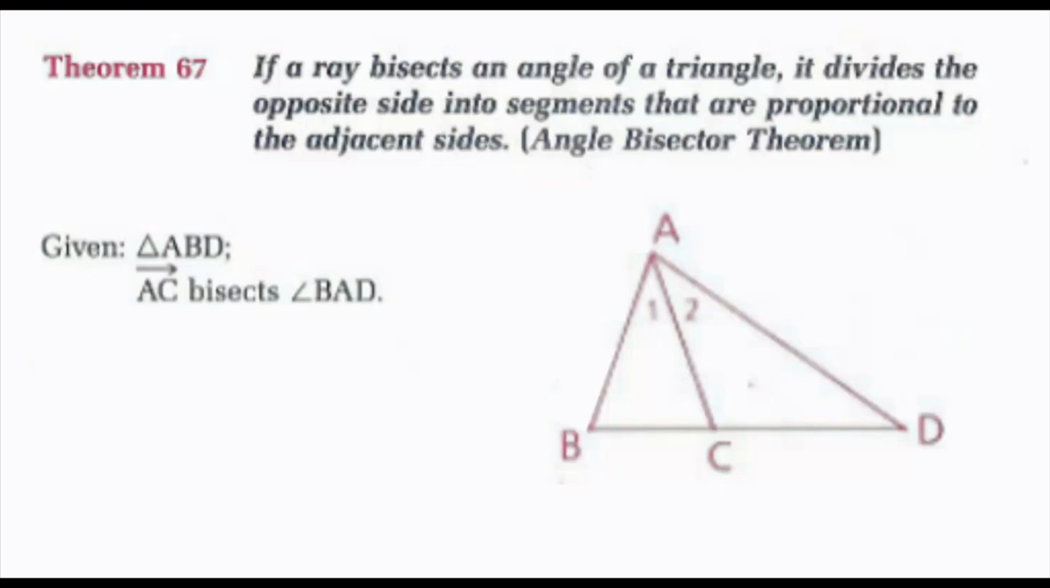Now looking at our last theorem, Theorem 67, if a ray bisects an angle of a triangle, it divides the opposite side into segments that are proportional to the adjacent sides. This is the angle bisector theorem.